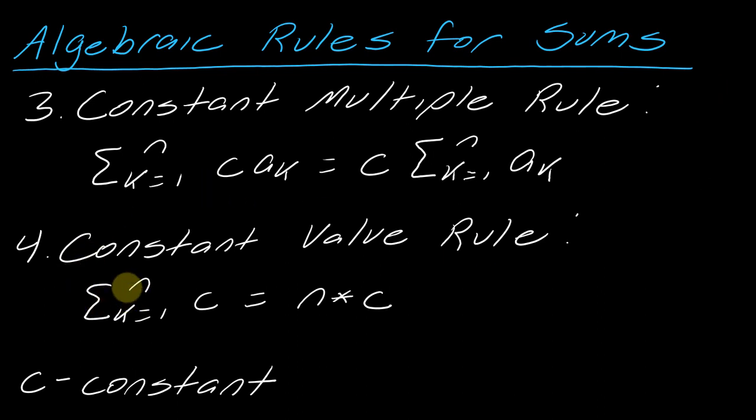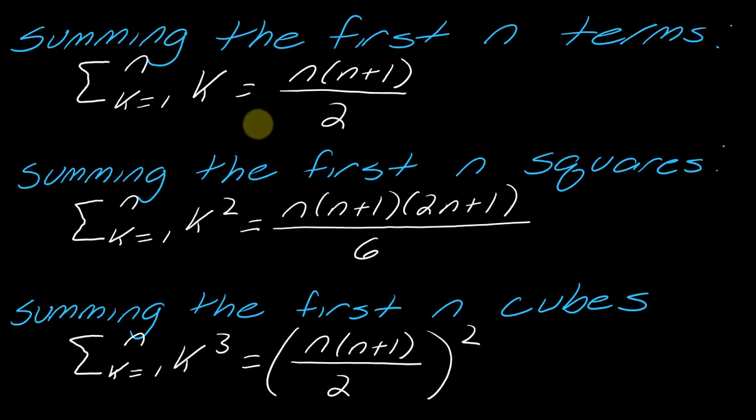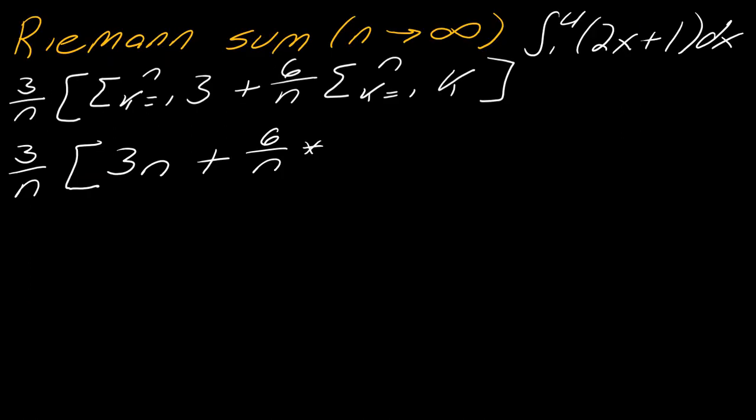Otherwise, let's see. So if I work this out, for this first formula I'm going to use the constant value rule, which says that I'm just going to take n times that constant. So this will be 3 times n, and then for this one I've got the 6 over n times, and now I'm going to just bust out this entire formula right here: n times n plus 1 over 2. So the 6 over n is just hanging out, and then I've got n times n plus 1 over 2. Oops, I totally wrote down the wrong thing.